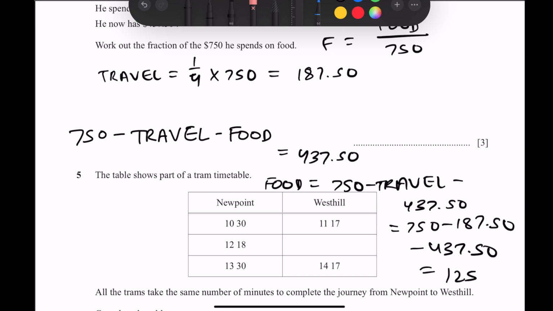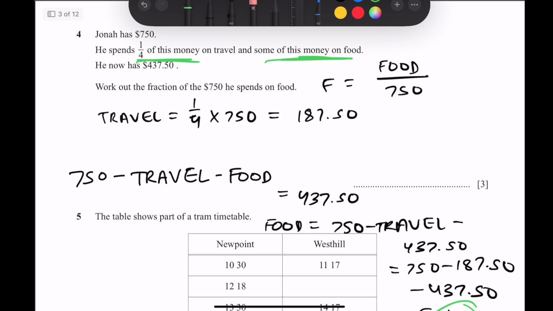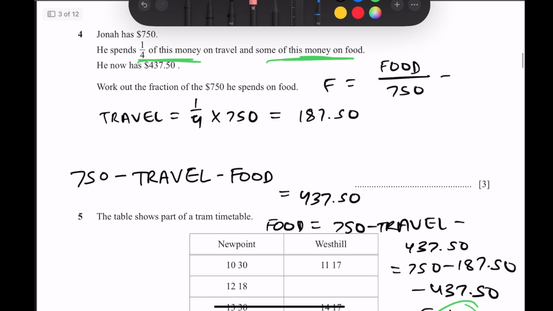But this is not the final answer, because the question says to give the fraction of the $750 he spends on food. So this would be equal to food over 750, which is equal to 125 over 750, and this can be simplified to 1/6.